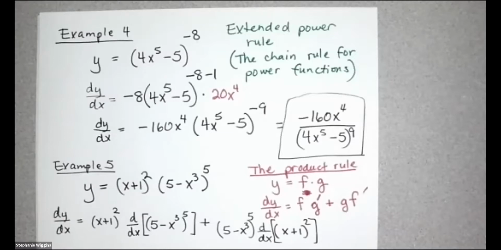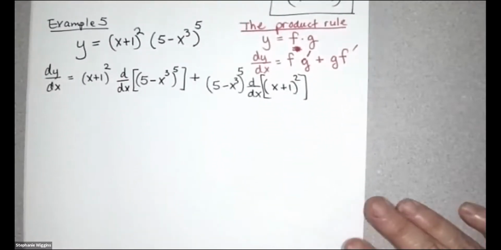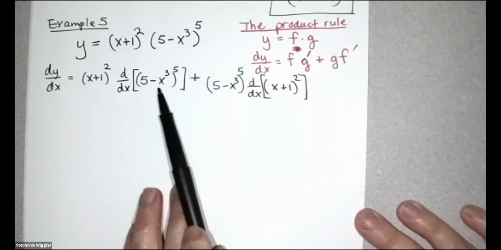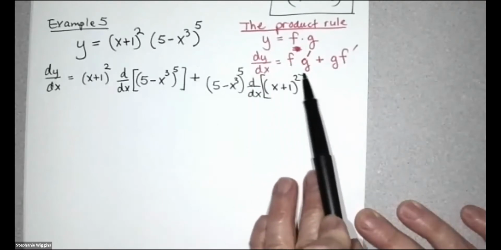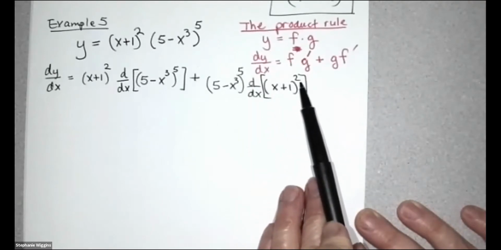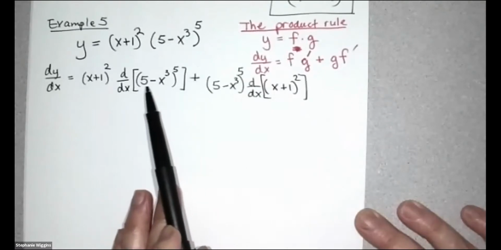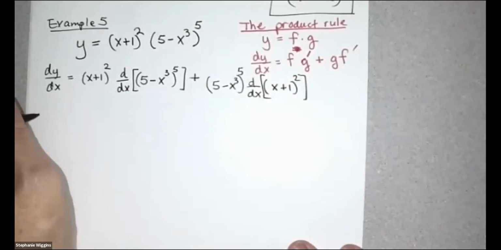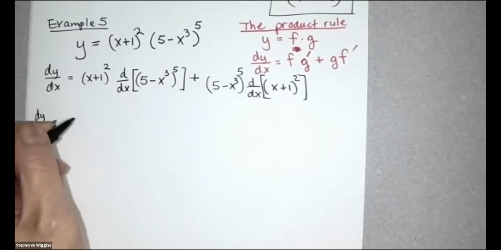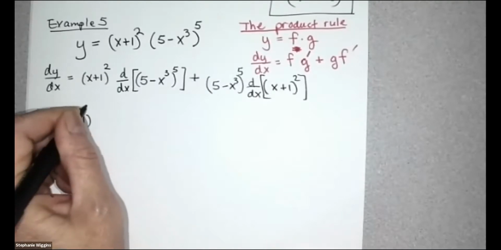That's the product rule. Now, when I take these derivatives here, I'm going to have to use the extended power rule, because this is a power function. The power is 5. And this is also a power function. The power is 2. But because the inside functions are not just plain old x, they are themselves functions, we have to take the derivative of what's inside. So there's a lot going on here, but bear with me. Okay, so we have our x plus 1 squared.